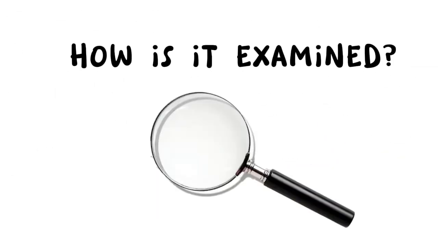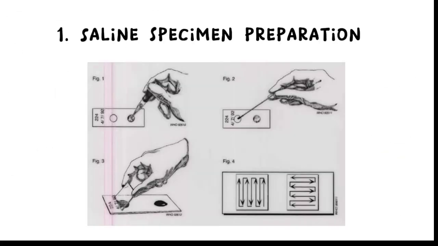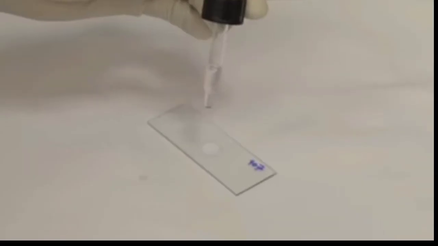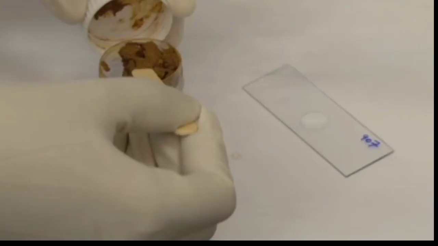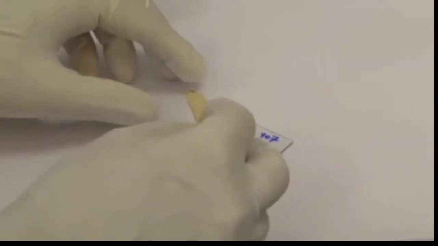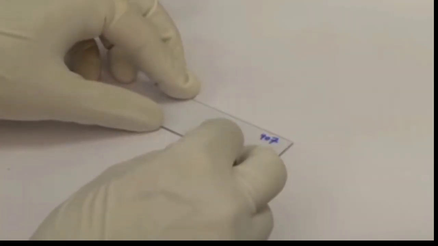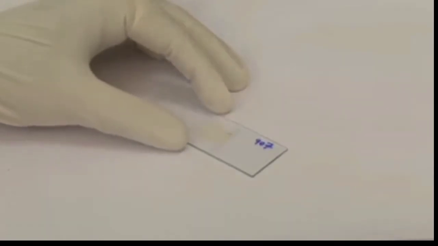How is it examined? First is by saline specimen preparation. In saline specimen preparation, we obtain a microscope slide and the stool specimen, take a small amount of the specimen and place it on a microscope slide. If the stool specimen is still somewhat solid, we add a drop or two of saline to the specimen and mix it. Saline specimen preparation is employed primarily to demonstrate worm eggs, larvae, protozoan trophozoites, and cysts.